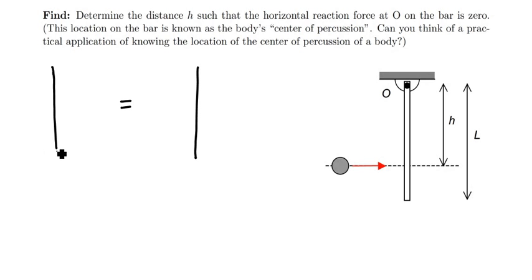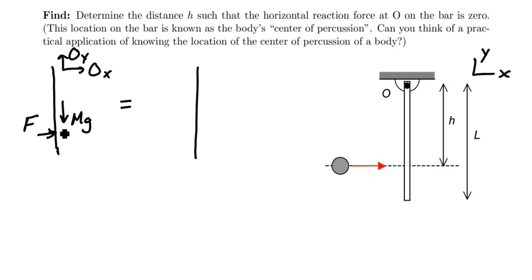So if I draw a free body diagram of the system, I'm going to have here reactions at O, which I'll call OX and OY, of course assuming that we use a conventional XY axis set. And we will, of course, have the weight of the bar, which will be capital M times G, and we'll have some load here due to the impact, which I'll call F, located some distance down the bar.